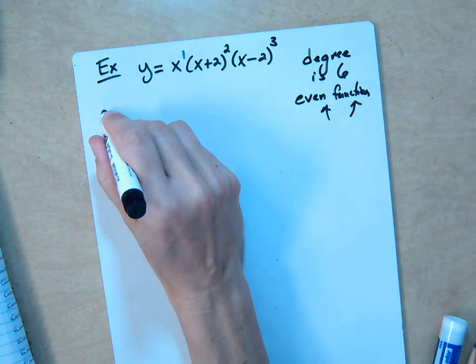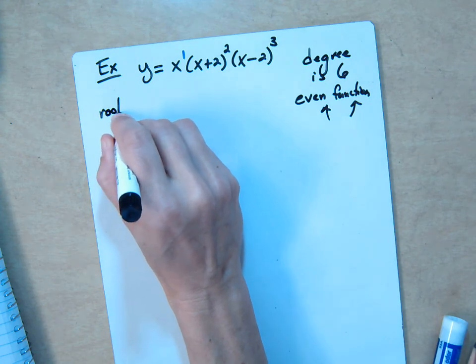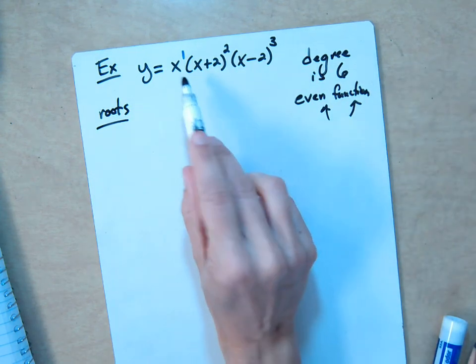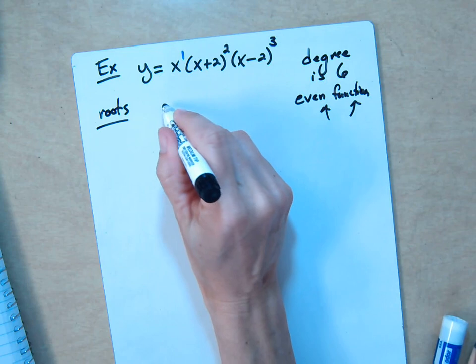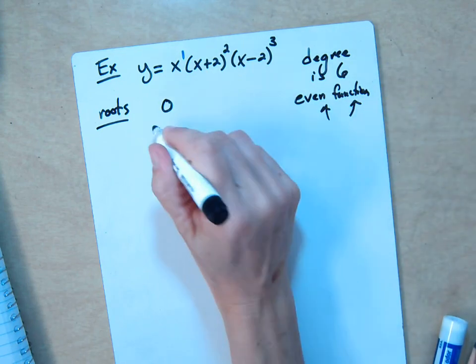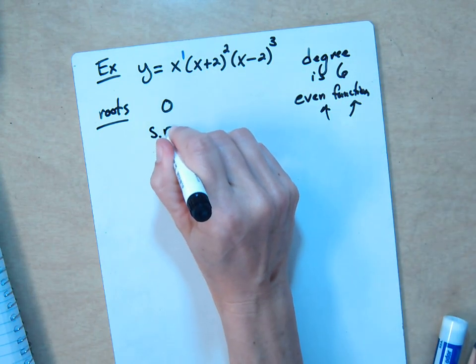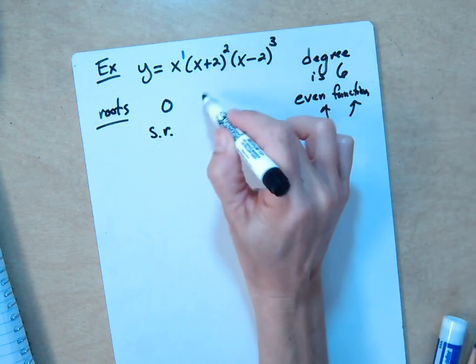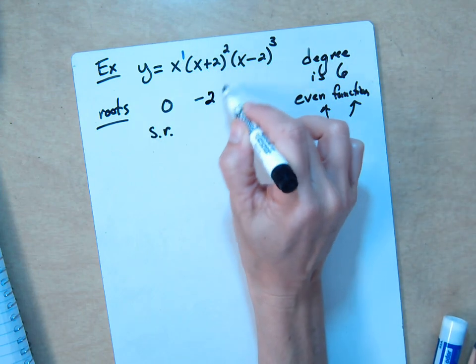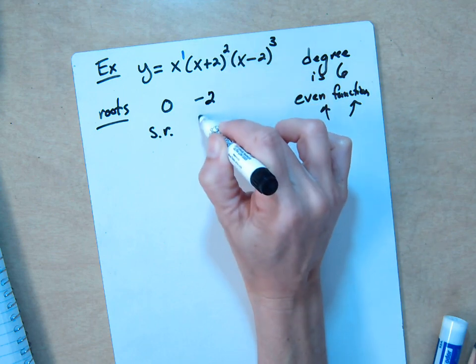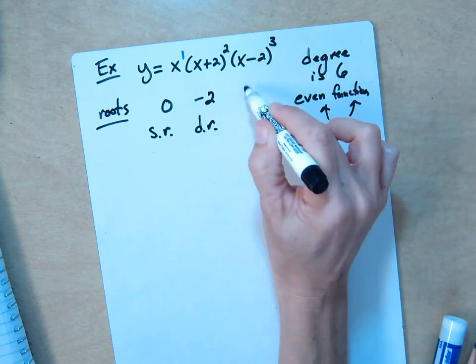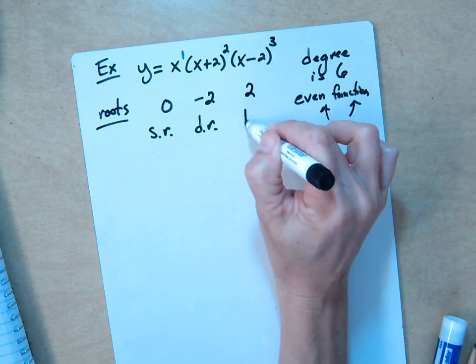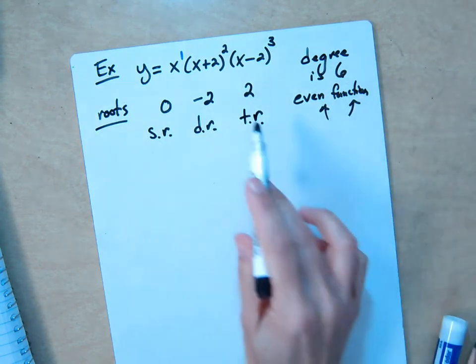And then as far as the roots, or zeros or x-intercepts, for this factor, the root is 0. And that's called a single root. I'll just write SR because it's to the 1 power. The root for this factor is -2, and that's squared, so that's a double root. And the root for this is 2, and it's cubed, so that's a triple root.